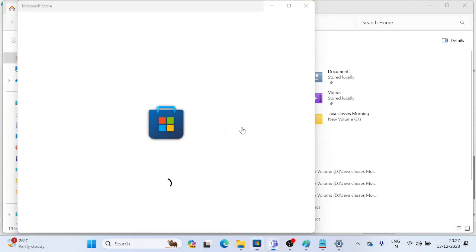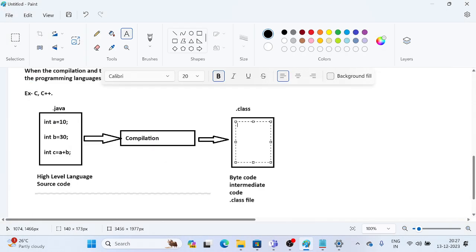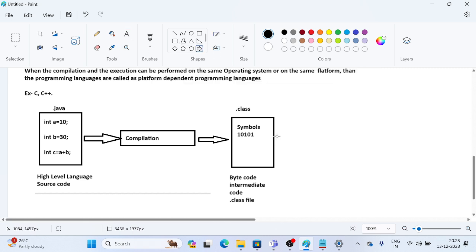It contains a lot of symbols, zeros, ones. You cannot really decipher or understand this. This dot class file will be sent to the JVM. So here's the catch. This dot class file is going to be sent to the JVM.